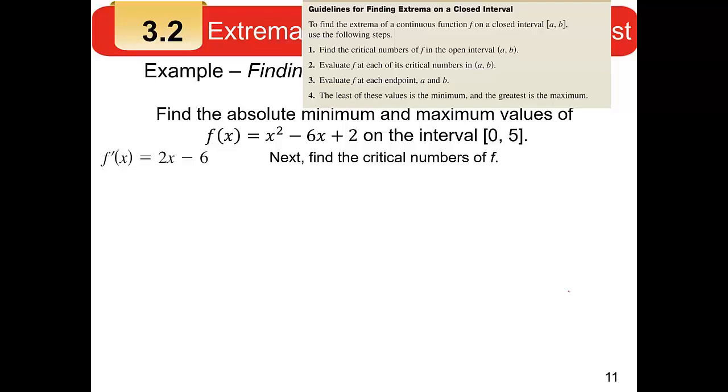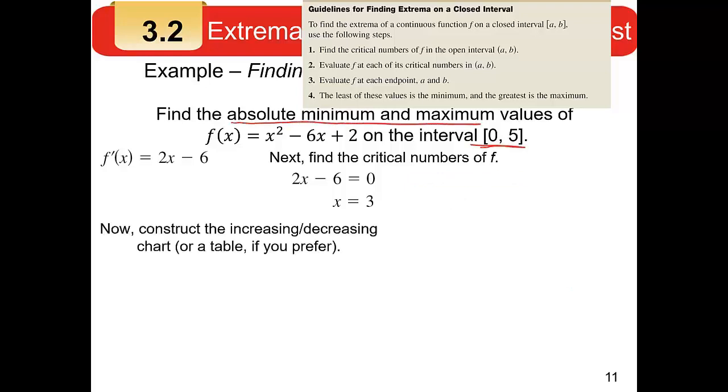So the only place a critical number will come from for a polynomial function is when the derivative is equal to 0. So if you set that equal to 0, you'll see that 3 is the only critical number. If we were looking just for the relative max or min, that's really the only thing you have to worry about. But because we're looking for absolute and we're on a closed interval, when you make your increasing decreasing chart, you have to make sure that it ends at 0 and 5. It doesn't go on forever.